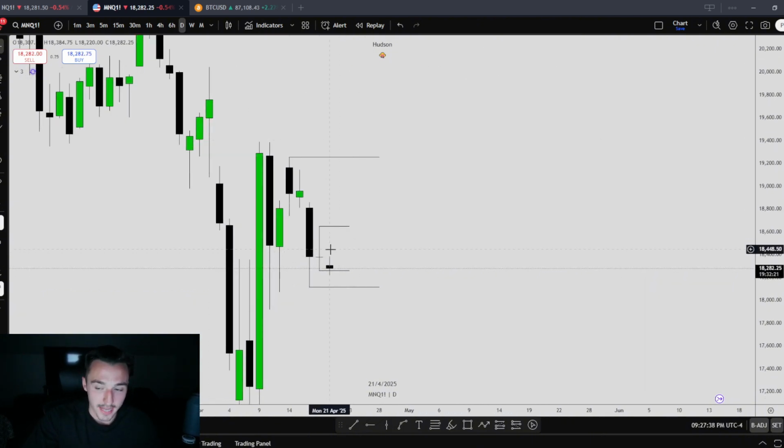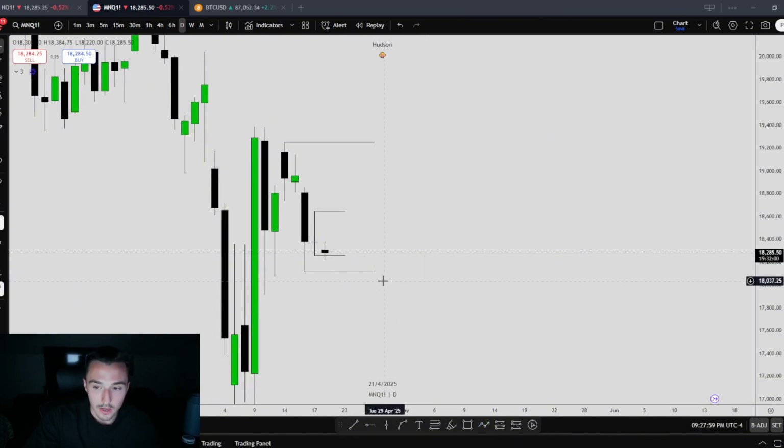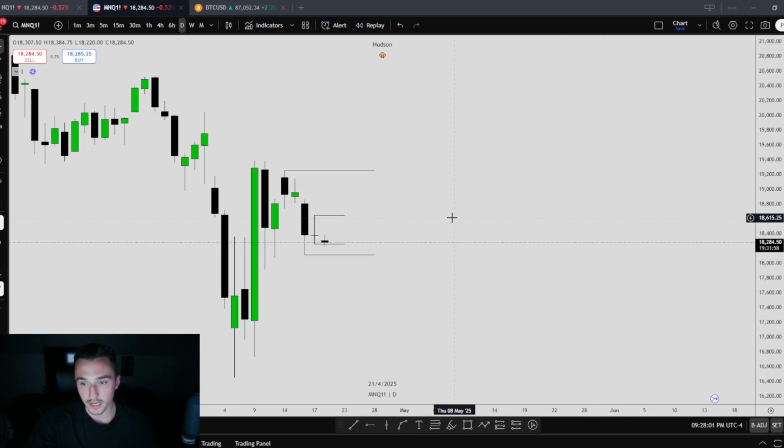Coming into the next day, is it going to take previous day high or low, or is it going to take it and then reverse? So we already took previous day low. Maybe coming into New York session, we get this and take previous day high. That's also possible. Or we keep going. We just keep going. Okay, so yeah, this is pretty much it.